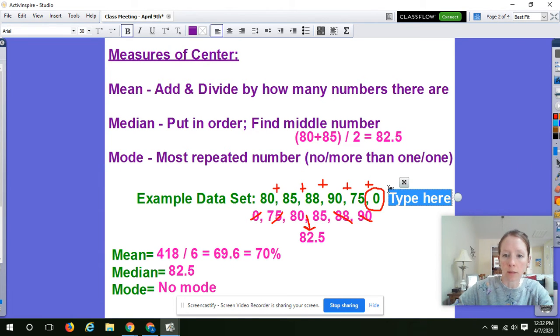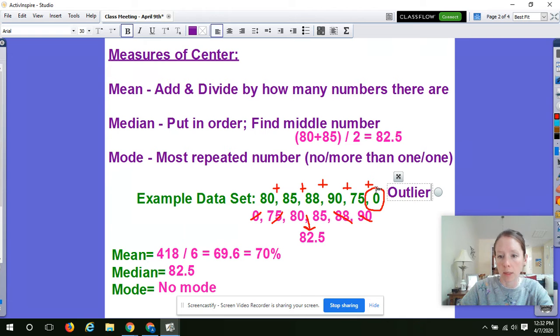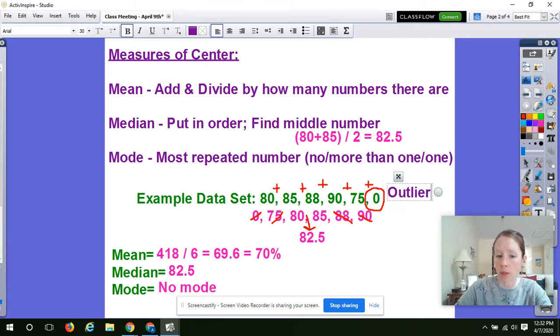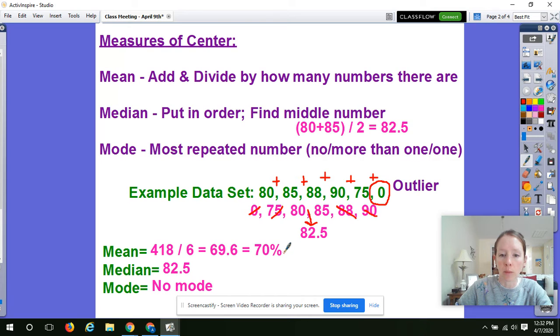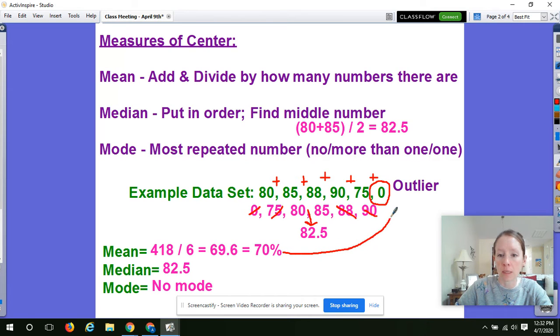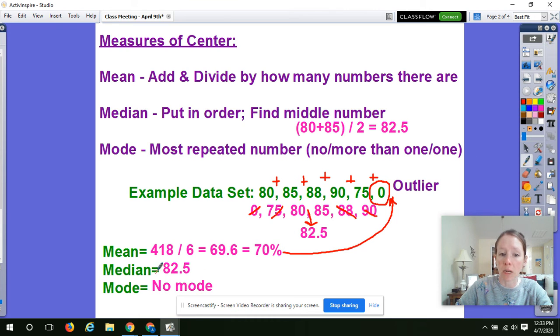So we call that 0 an outlier. Outliers are numbers that are either way big or way small compared to the rest of the data. So this outlier, this 0, if you imagine it was a grade, you see how it's bringing the mean down. So it brought down your average to a 70, whereas your median was still 82.5.